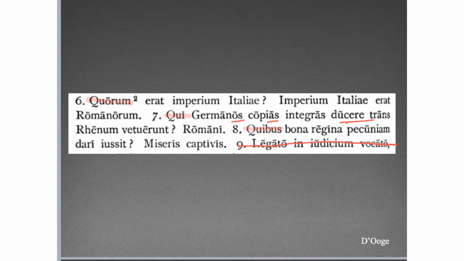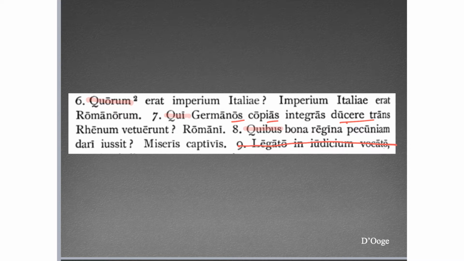So, who forbade, qui vetuerant, the Germans, Germanos, from bringing ducere, copias integras, all of their supplies across the Rhine River, trans Rhenum. And there's that interrogative in action. All right, let's do number 8, just going in order while we're there.